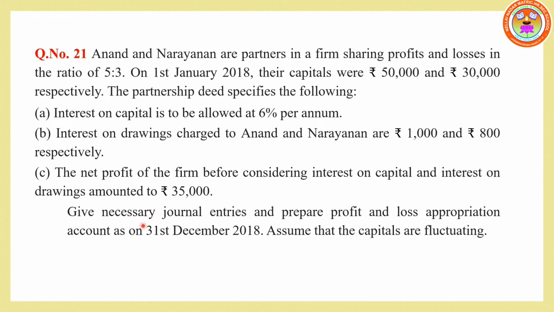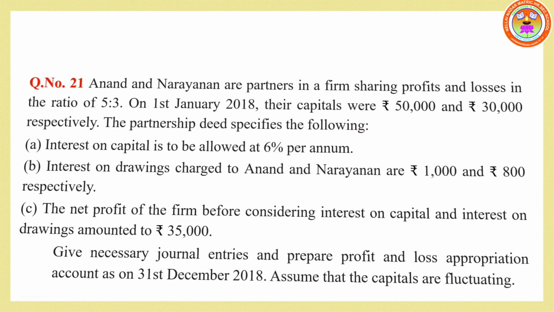So we have to pass necessary journal entries and prepare the P&L appropriation account as on 31st December 2018. Assume that the capitals are fluctuating. So fluctuating, we have to use one and only capital account, not current account. So we have to pass journal entries for interest on capital, interest on drawings, and distribution of profit. And also we should prepare the P&L appropriation account.